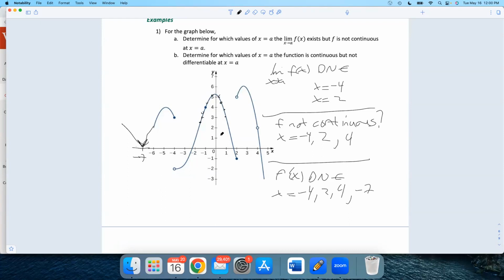Or if we had an infinite tangent line, if the graph went straight up for even just for an instant, if the graph went straight up, the derivative would not exist. Any of those can break the derivative.